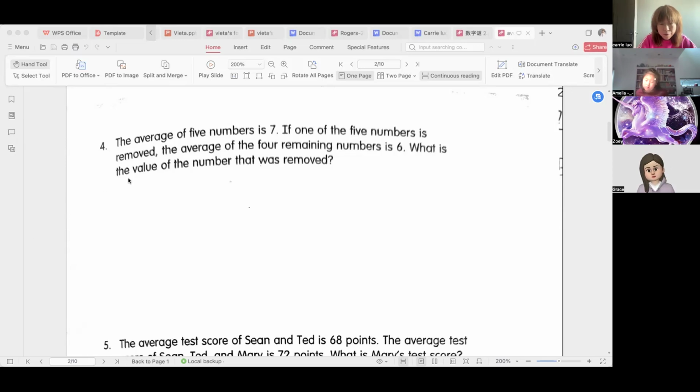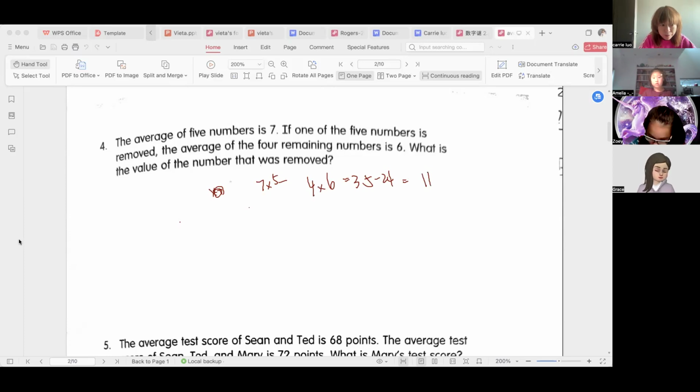So the average of 5 numbers is 7, okay? If one of the 5 numbers is removed, the average of the 4 remaining numbers is 6. What is the value of the number that has been removed? So regular way, you have to do 7 times 5 minus 4 times 6, so equals 35 minus 24. So the answer is what? Is 11, right? So this is very easy.